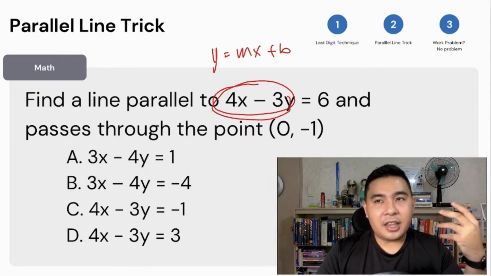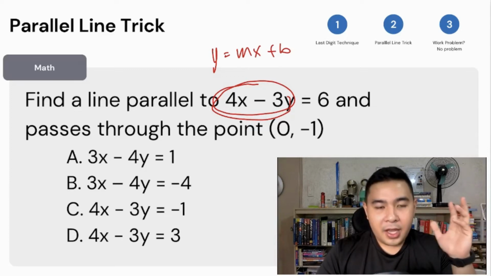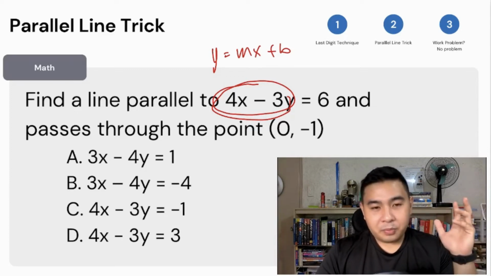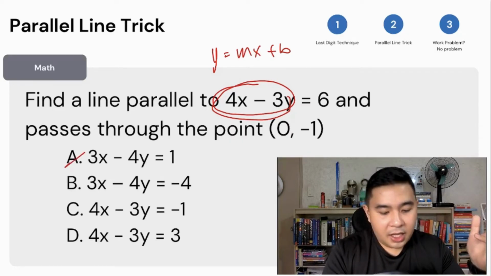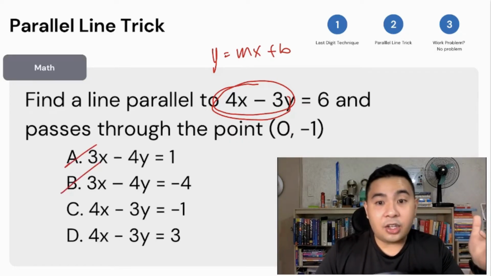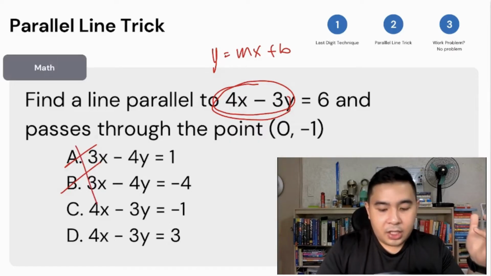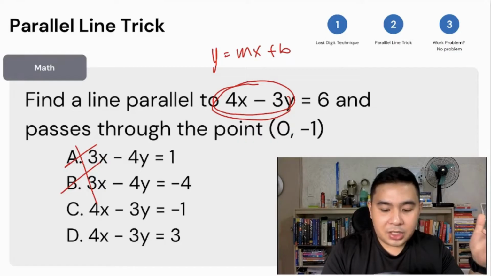If it's written in the general or standard form and there's a line parallel to it, you just copy the coefficients. So that means A and B are already incorrect, no? Kasi, you just copy 4x minus 3y. And then we substitute the points. No? We substitute the point 0 and negative 1.